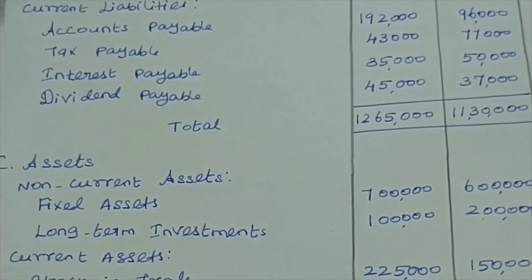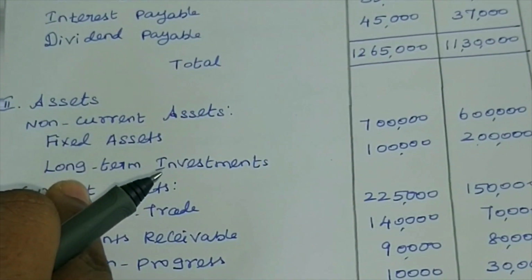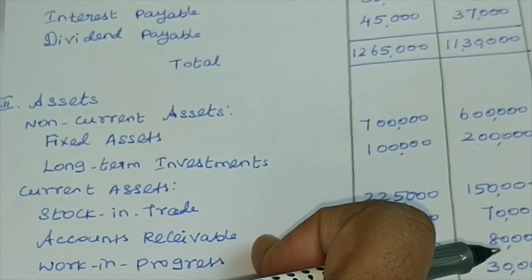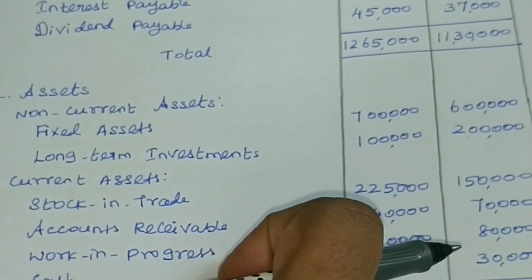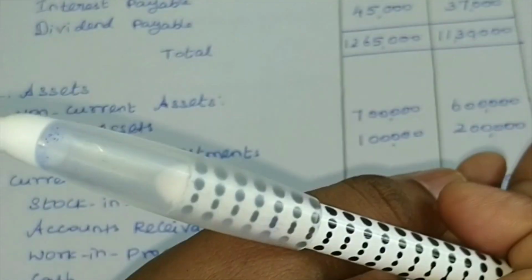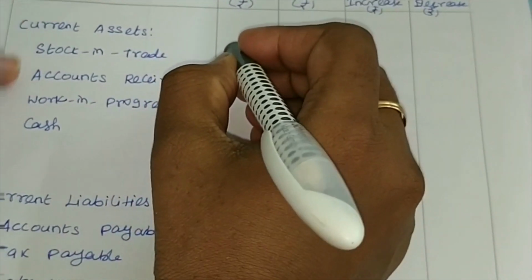Then assets: non-current assets, fixed assets and long-term investments. Then current assets: stock in trade, accounts receivable, which is the amount receivable from the debtors, work in progress, cash. So with this problem, we are going to calculate the changes in working capital. Write one by one.